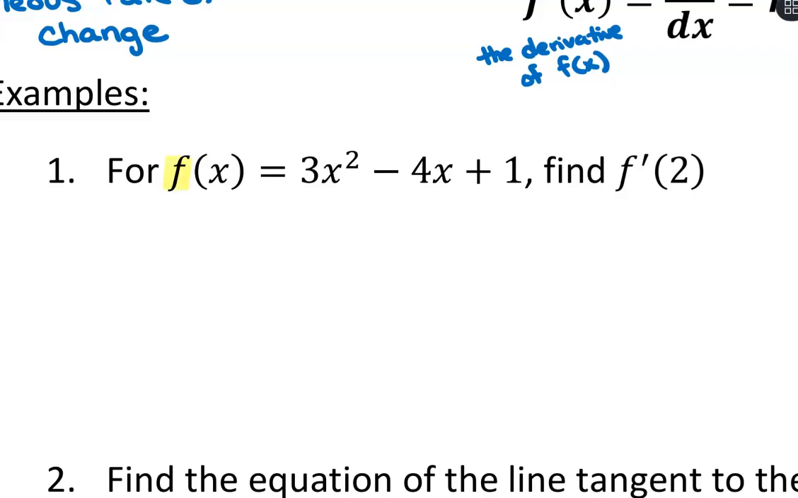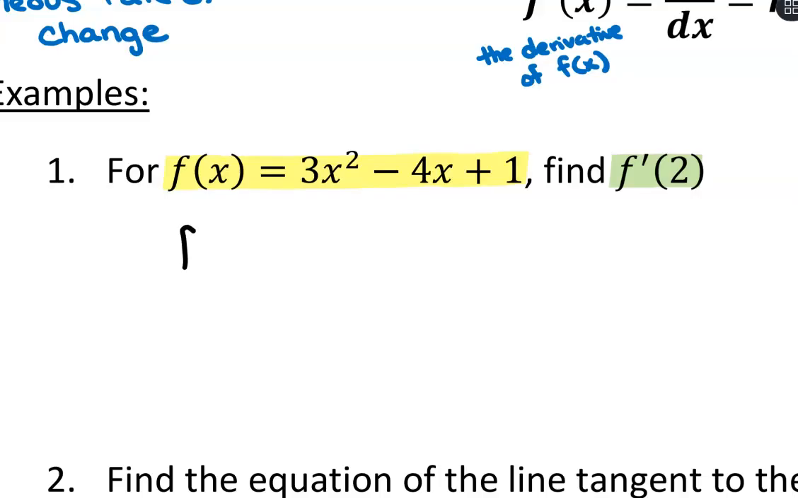So here we have our function, 3x squared minus 4x plus 1, and we want to evaluate f prime of 2. Or we could say that as the derivative of f of x at 2. So we're evaluating this at x equals 2. So, getting my limit notation together.